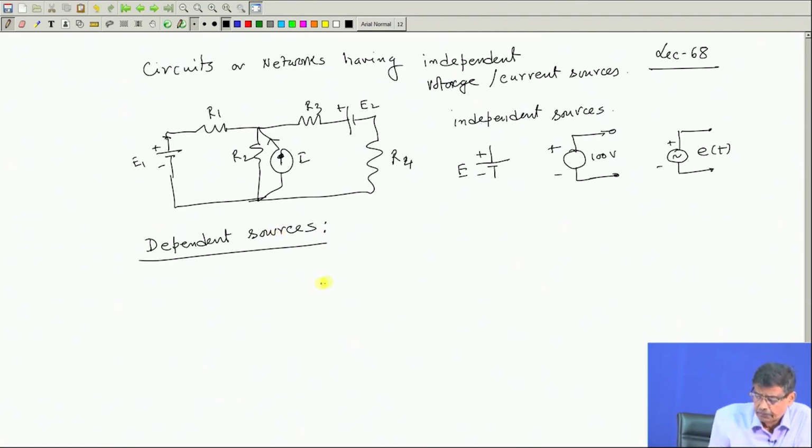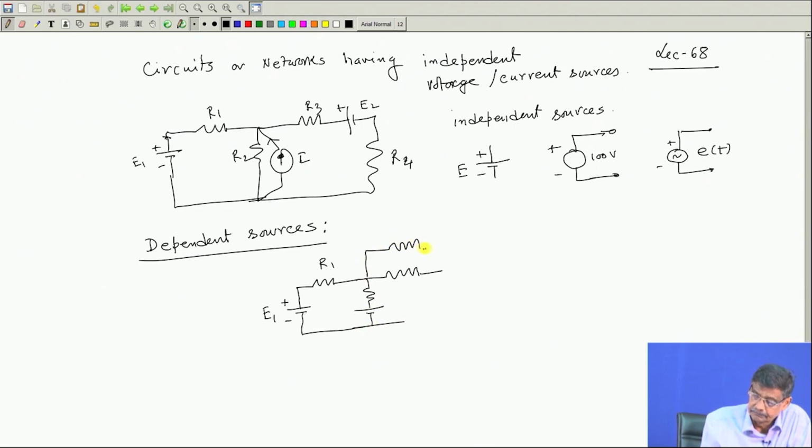Let us take a simple example to explain the idea. Suppose you have a network like this. This is the symbol for an independent source. This is R1, and this is R2. This is another source here, and maybe a current source there.